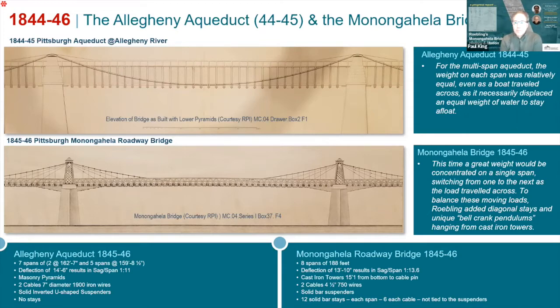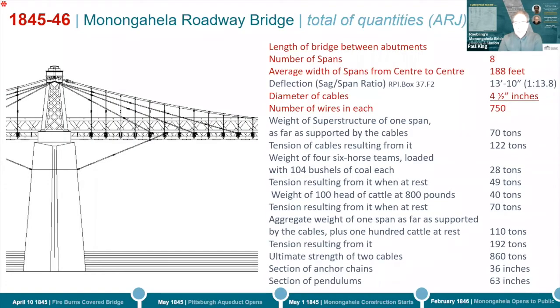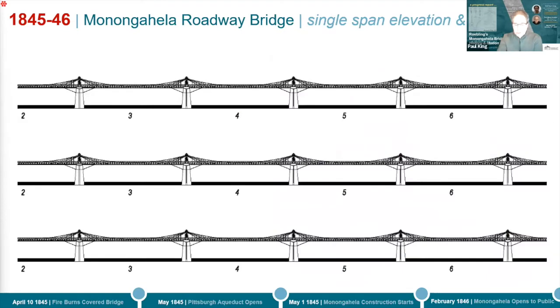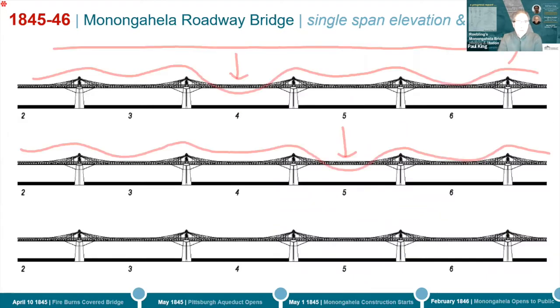To balance these moving loads, Roebling added diagonal stays and a unique bell crank pendulum system hanging from cast iron towers. Just some quick specs on the bridge. The entire length of the bridge was 1,500 feet long. There were eight spans of 188 feet. It was held up by 16 separate suspension cables, each 4.5 inches in diameter, with 750 parallel wires in each cable. So just to give you an idea of the complexity of the problem.